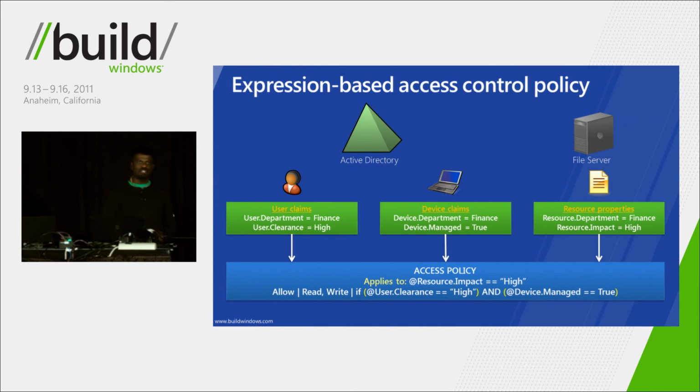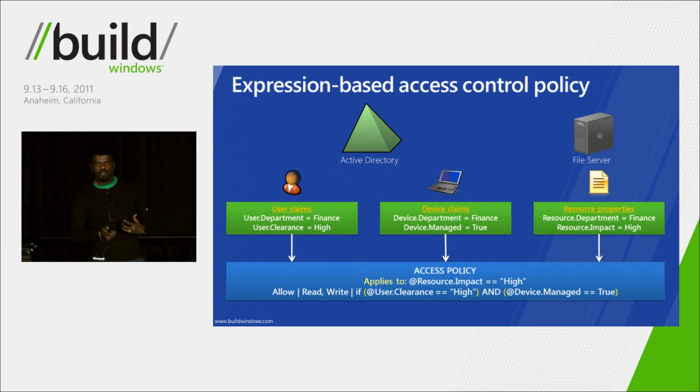So what does this model really look like, right? What we've done is we've taken user claims, which is from Active Directory, device claims, which is from Active Directory, and resource attributes, and we've bound them all together so that you can drive policies based on that.